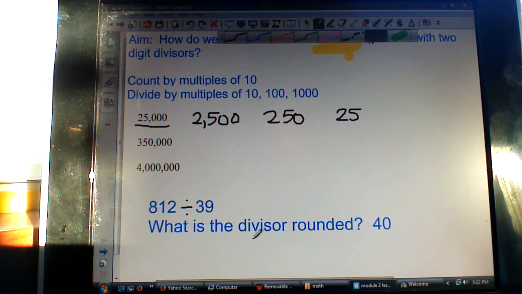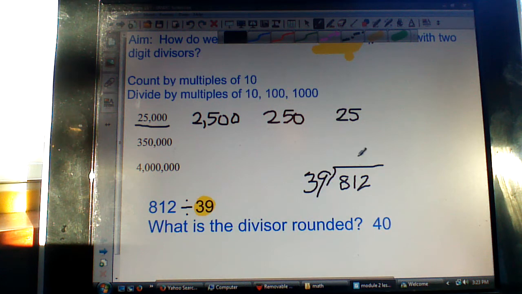Now we are on this problem. 812 divided by 39. 39 is the divisor. Remember when we talked about that? If we set the problem up, 812 is the dividend, 39 is the divisor, the quotient is the answer, which we don't know right now. So this makes sense, right?